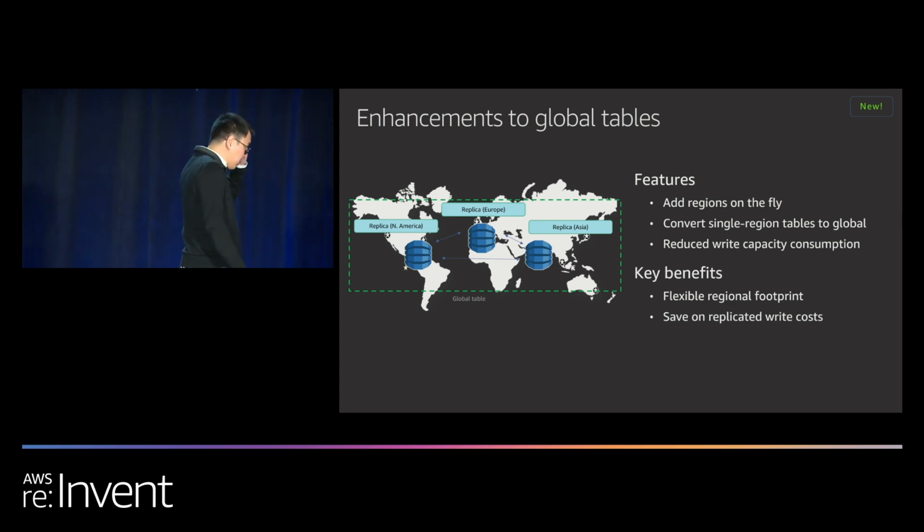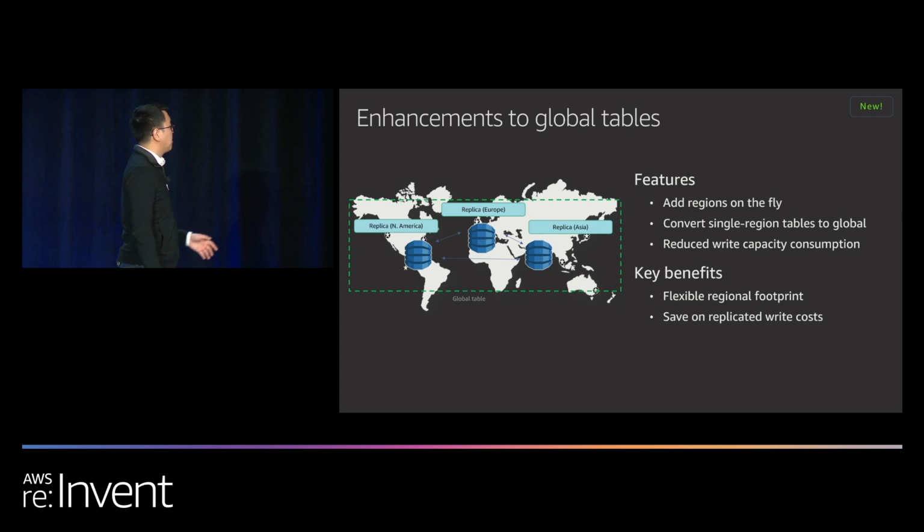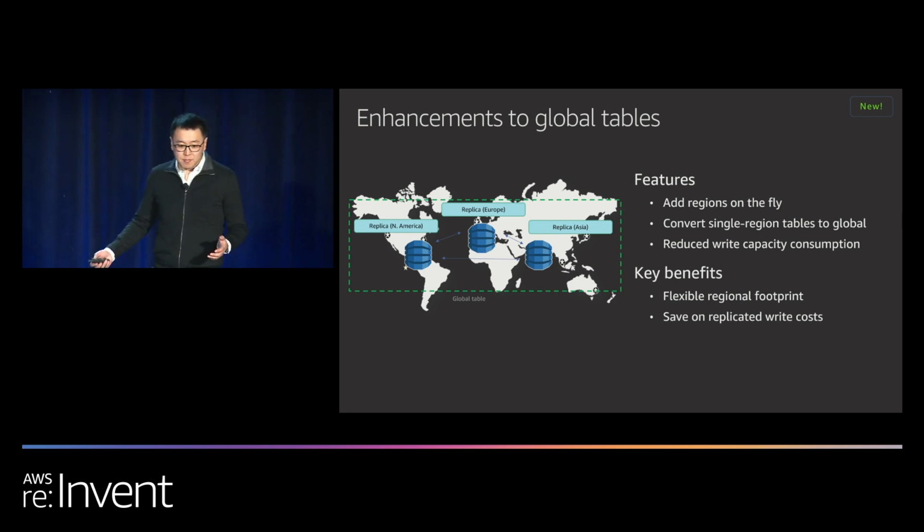And just last week, we deployed enhancements to global tables. So what you may have heard already is that you now have the ability to add regions on the fly. So if you have a global table that's in 2 regions, you can now add a third without having to create a table from scratch. You can also now convert a single region table to become global, which was challenging before.